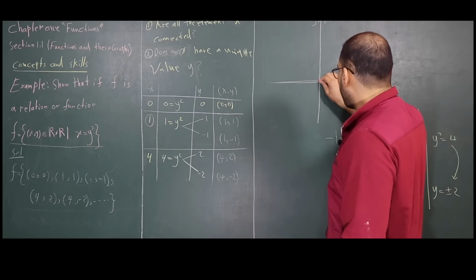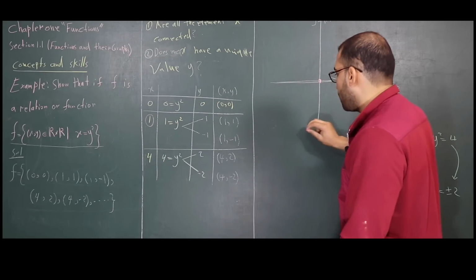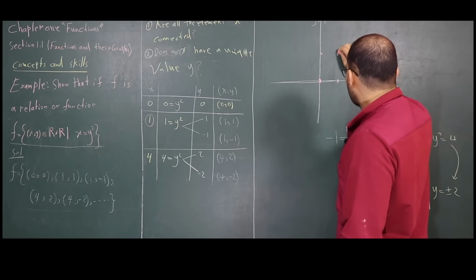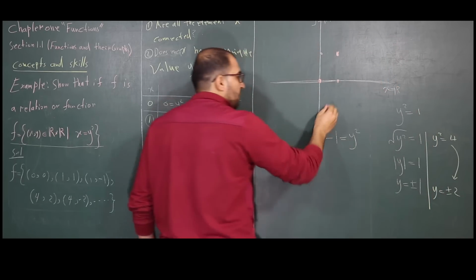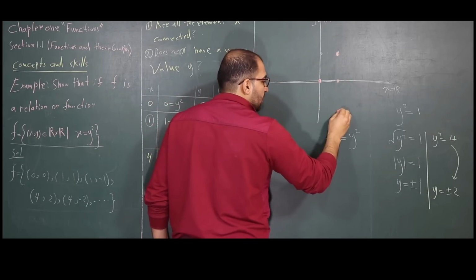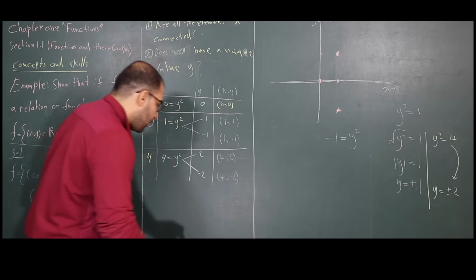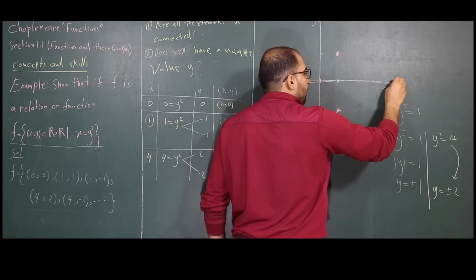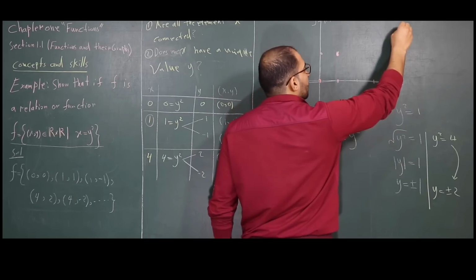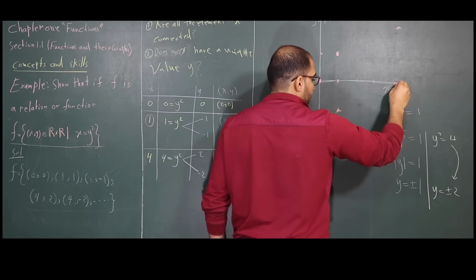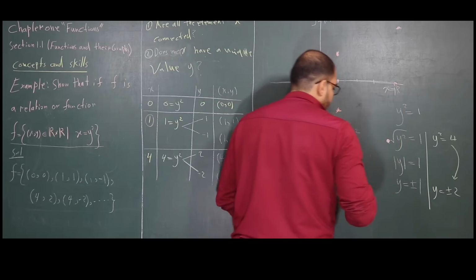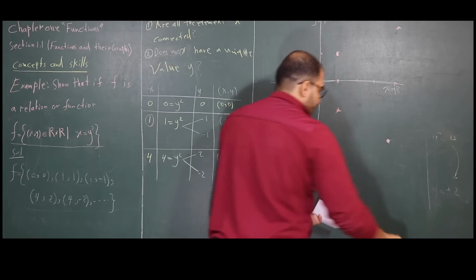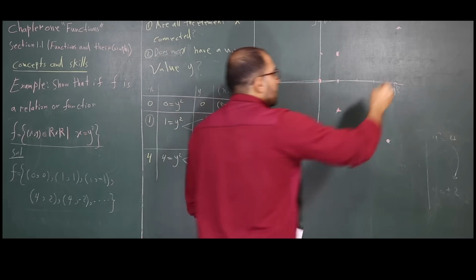I'm going to plot the first point, 0 and 0. I'm going to plot 1, 1, and the plus 1 will be here. Okay, I'm going to plot 1 and minus 1 will be here. I'm going to plot 4 and plus 2. 2, 3, 4, plus 2 will be here. Minus 2 will be here. Okay, so the plot.